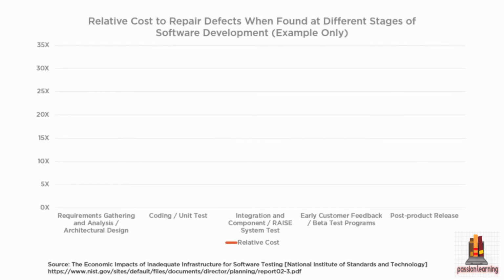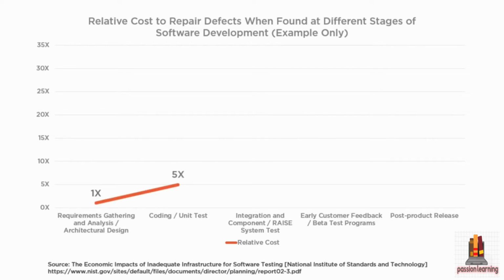In a report by the National Institute of Standards and Technology, we get some idea of the relative cost to repair defects when found at different stages of the software development process. So along the bottom of this chart we have the different software phases, including at the end the post-product release. In these examples, the relative cost to repair a defect when found in the requirements gathering, analysis or architectural design phase is 1 times.